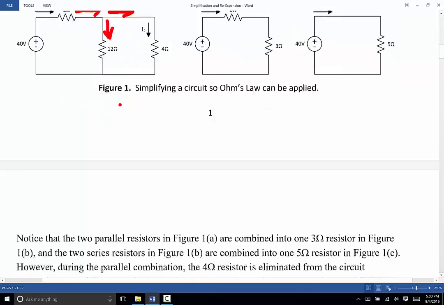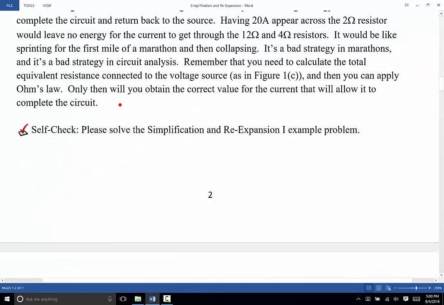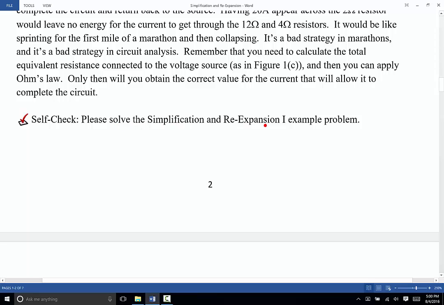Okay, so you now have enough information to tackle the first example problem, Simplification and Reexpansion 1. There will be 3 examples from today's lesson. This is the first of those 3. I would encourage you to try that example from start to finish and only then watch the video. I know that sometimes it feels like you should watch the video while you do the example. In this case, if you would, try the whole example and then watch the video to see if you got it right. And I think that's a much more effective way of tackling this problem.